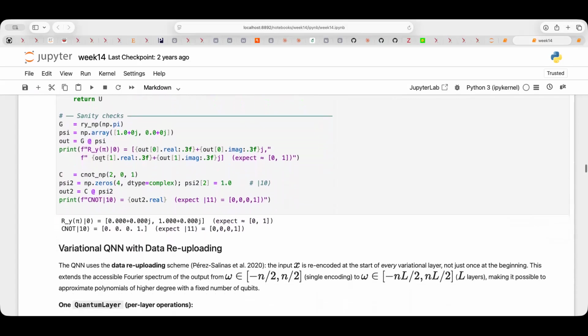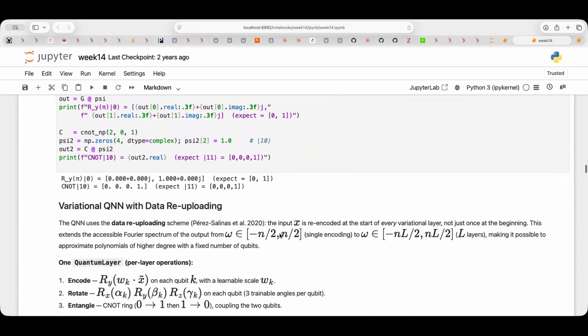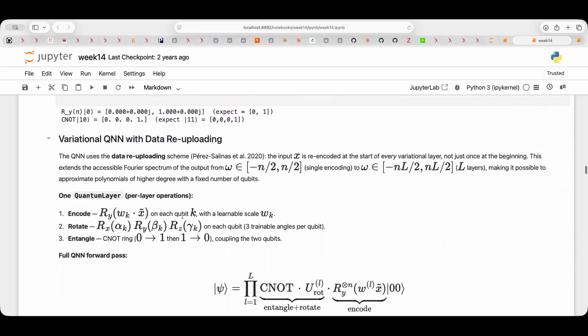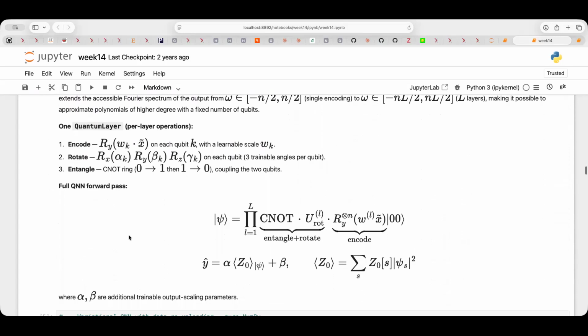So this is just the setup. You can see some tests here, where I simply test that things are going correctly. So I encode the quantum layer. This is the encoding part. I have this on each qubit, so with a learnable scale W, I rotate and then I entangle. So this is my QNN for the forward pass. This is now the entangle plus rotation, and this is the encoding of the data.